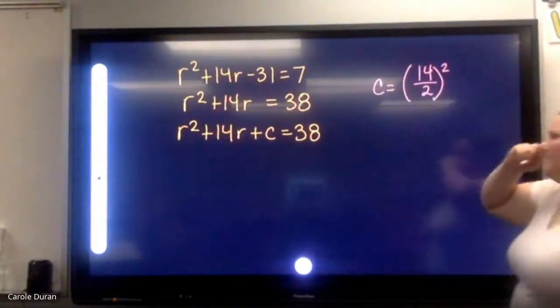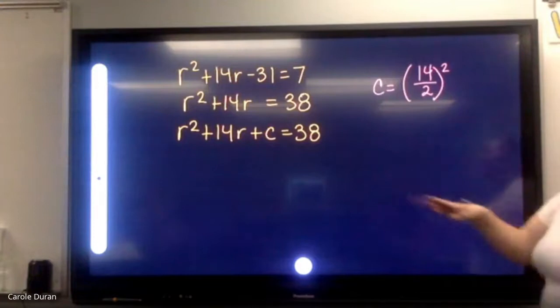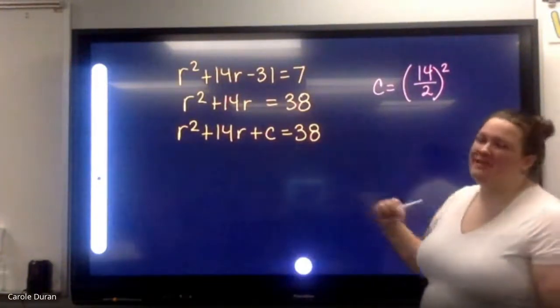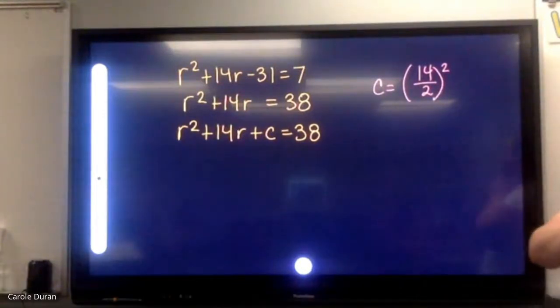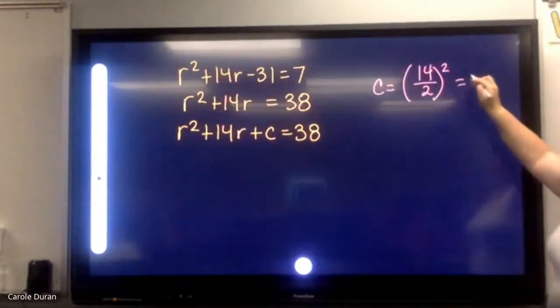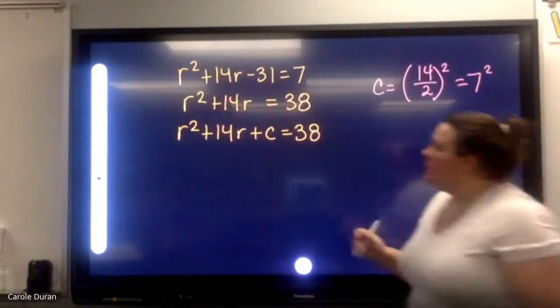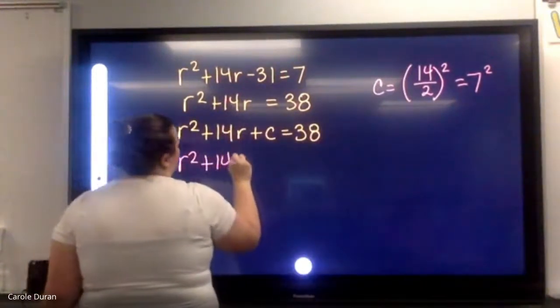Okay, so I added the 31 over. I got r squared plus 14r equals 38. I know I have to make the left side a perfect square trinomial, so I have to put c in on the left. To make that c, I take the term before it, which is 14, and I split it in half. 14 divided by 2 is 7, and then I square that answer. 7 squared is 49. So I put 49 in on the left, and I put 49 in on the right.